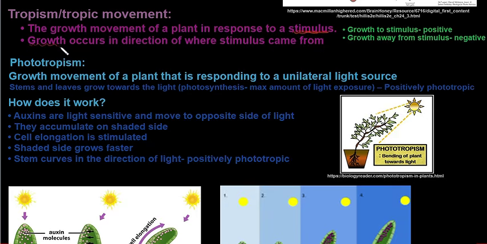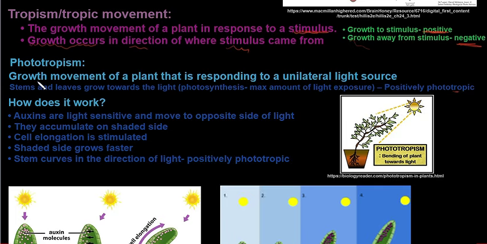Now, plants will grow specifically into the direction of where the stimulus came from. So when it grows toward the stimulus, we call it positively phototropic, as we'll look at now, or geotropic, and if it grows away, it will be negative. Okay, so let's look at the first one. Now, there are actually quite a few different types of tropism, and we are specifically going to look at phototropism, which is light, and then geotropism, which has to do with gravity.